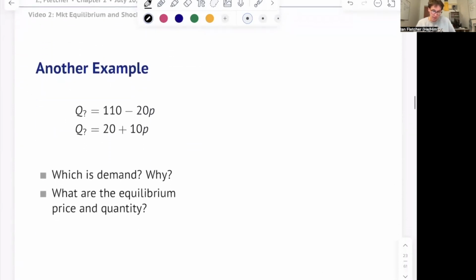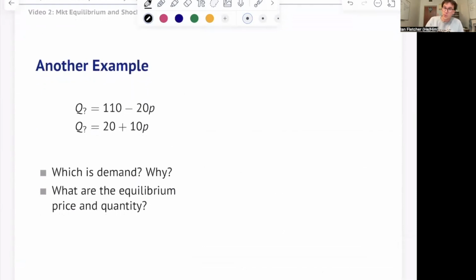So yeah, that's the intuition. Let's do another example. So first, which one of these would be demand? I'll pause in real life for another 10 seconds. So this one is going to be demand because we're going to deal with this minus here. And this one is going to be supply because it has to be supply. So what are the equilibrium price and quantity?